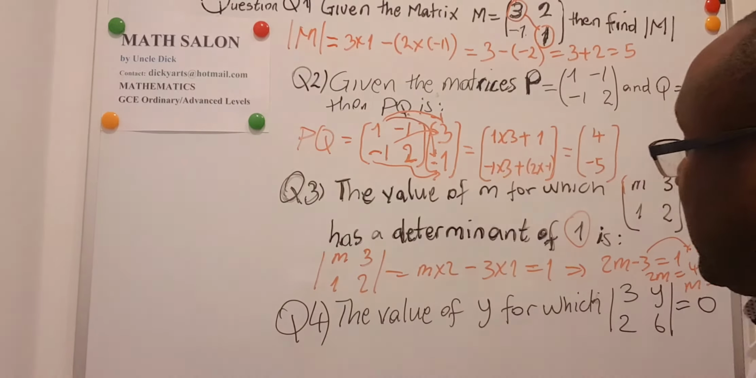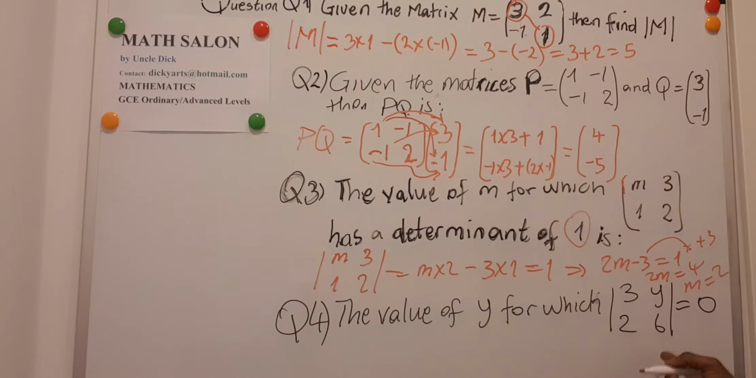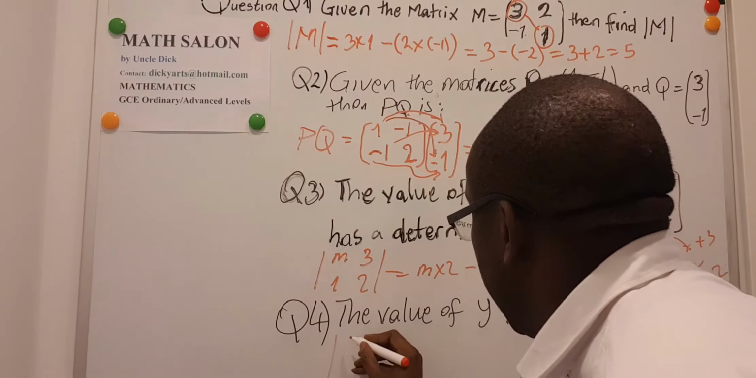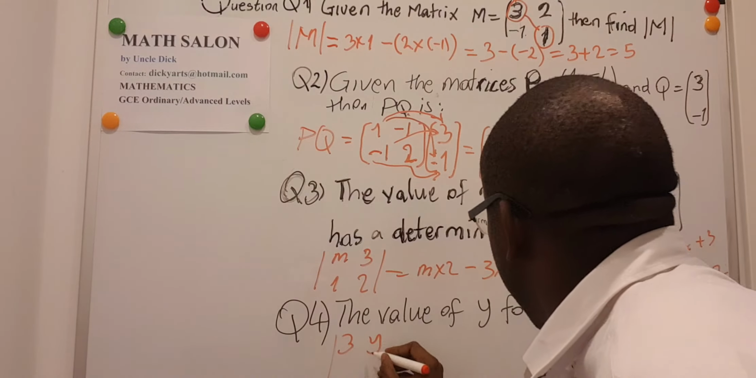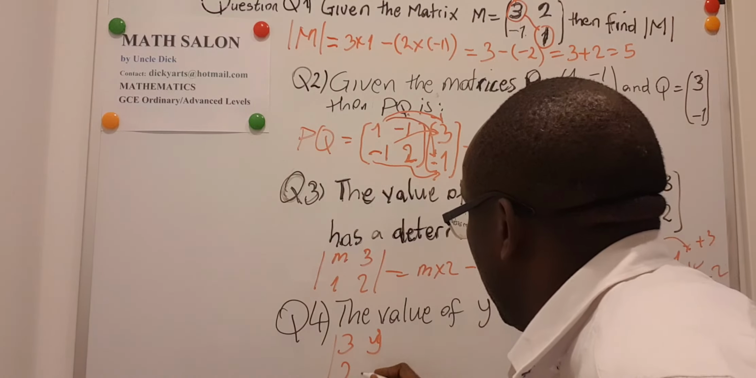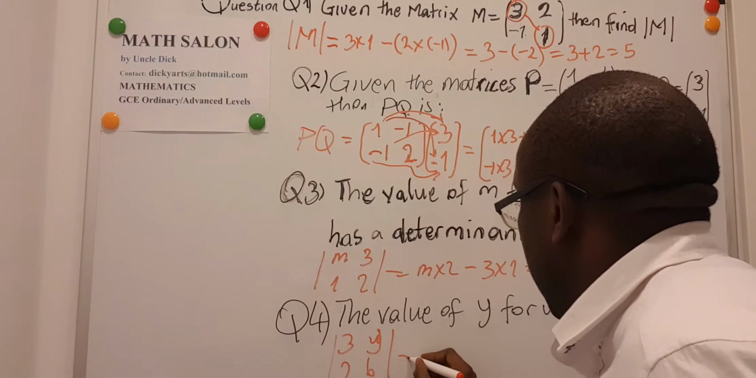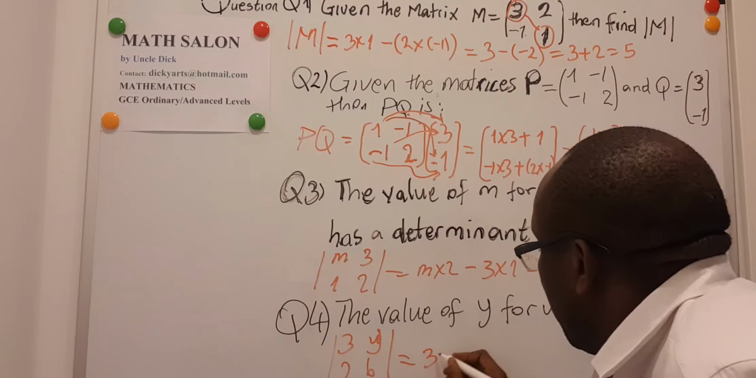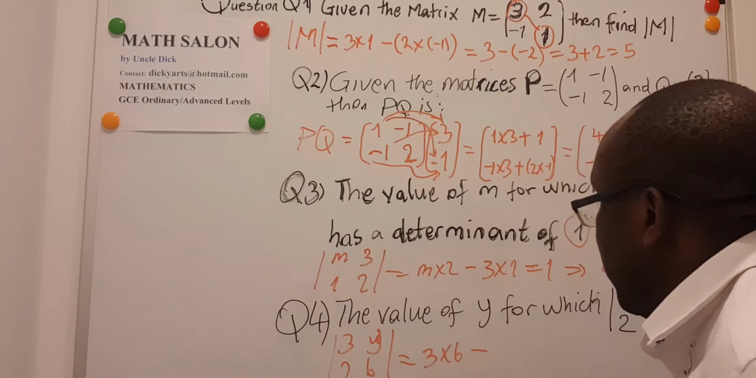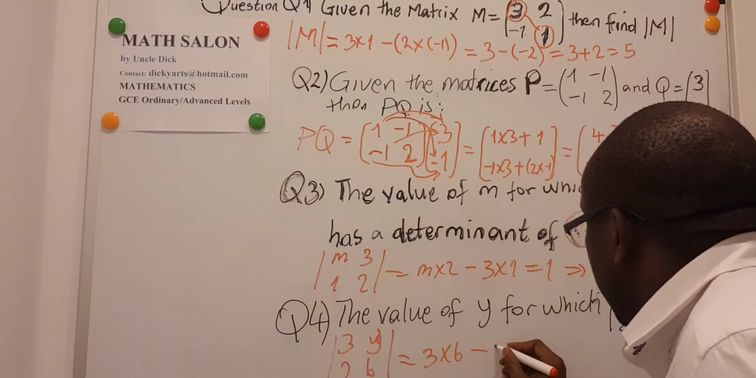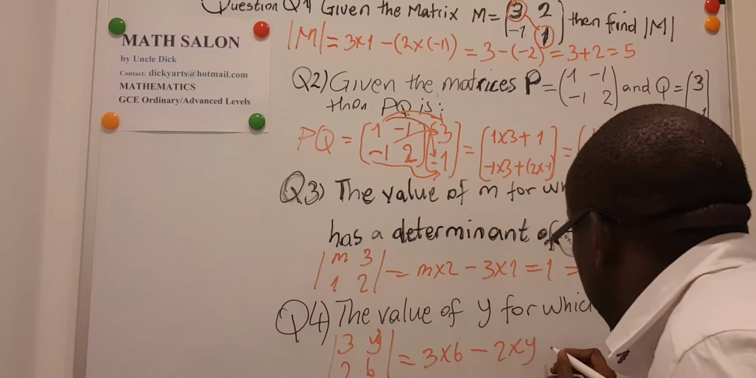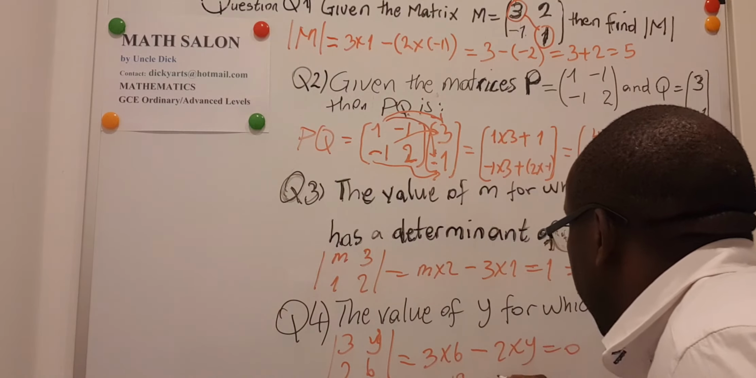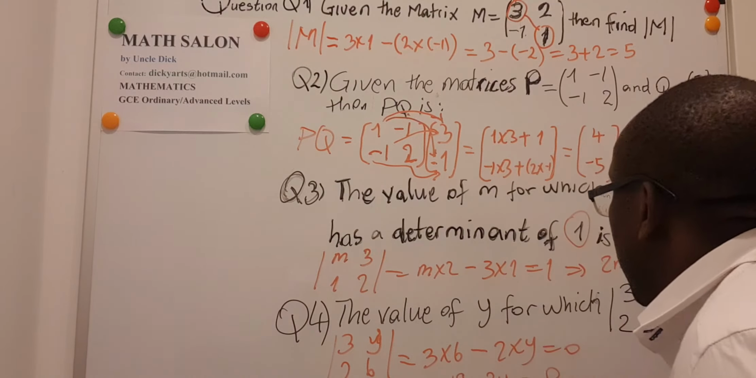The last question says, find the value of y for which this determinant is equal to 0. Determinant again. So the determinant 3, y, 2, 6 is supposed to be equal to, the way we learned before, this times that, that is 3 times 6, minus this times that, so 2 times y. We are told this should be equal to 0. 3 times 6 is 18, minus 2y, and this should be equal to 0.